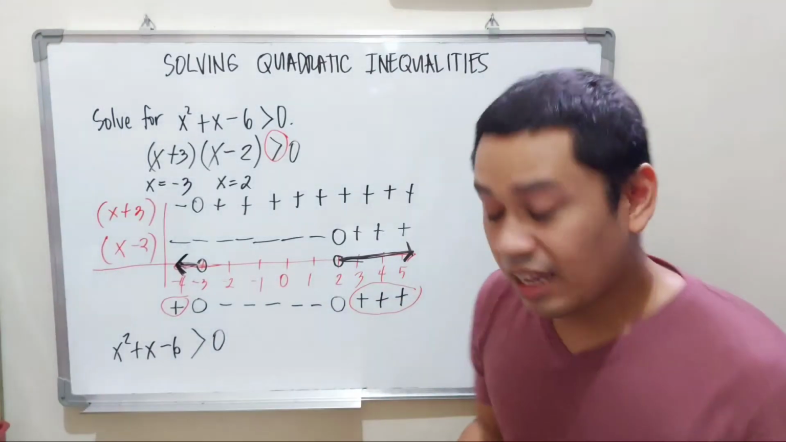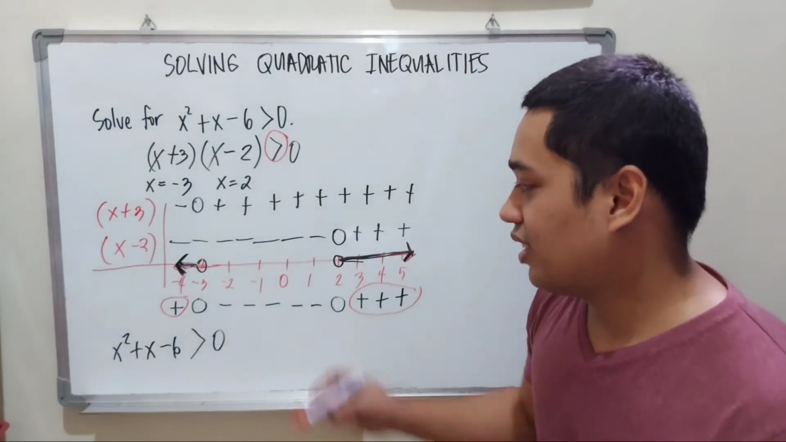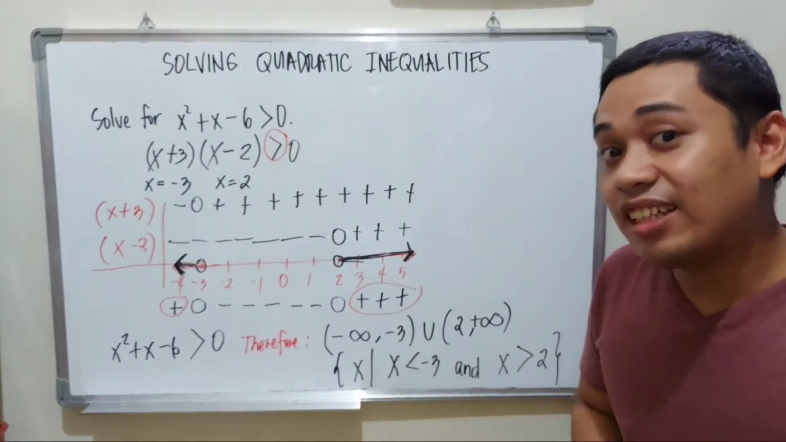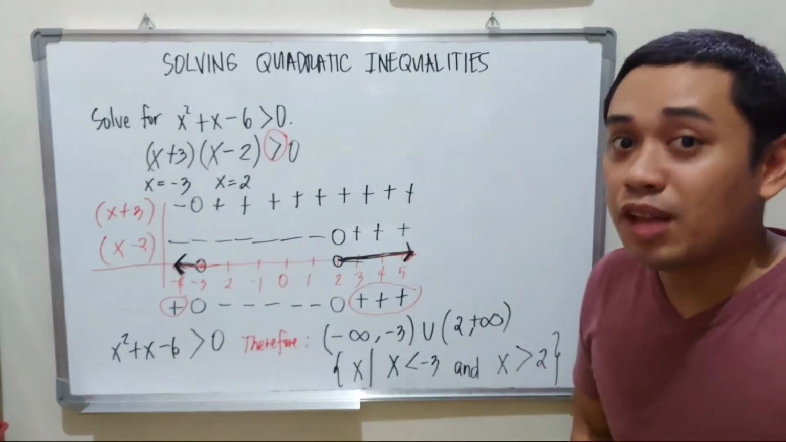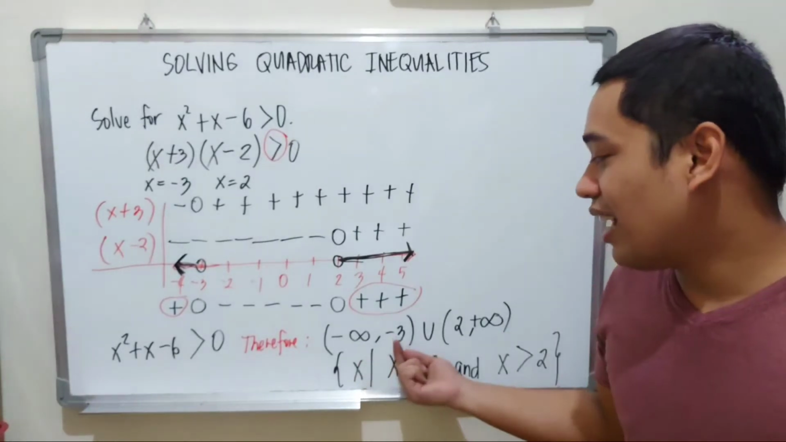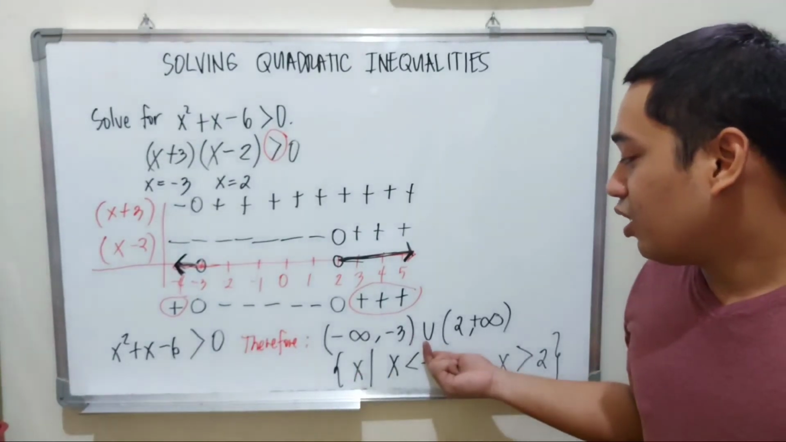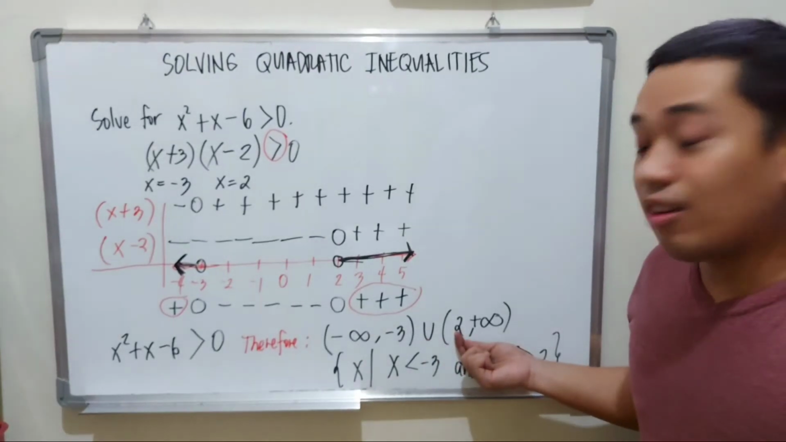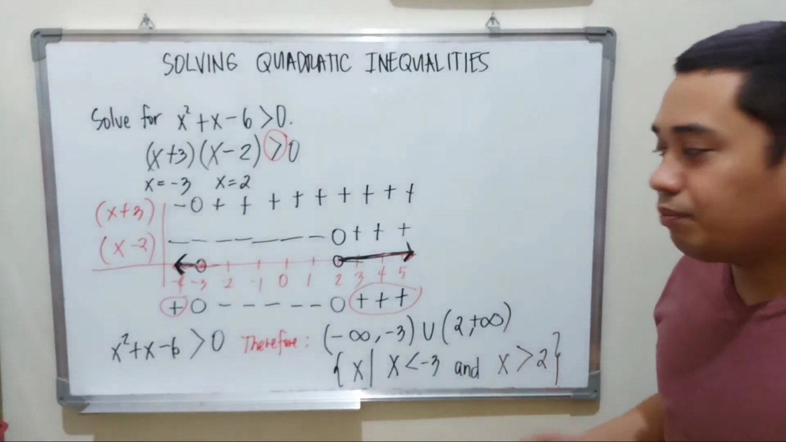Now, the final step is to conclude. Ano yung magiging possible answers natin? Therefore, after visualizing it using our sign graph, we can completely say that the final answer, or the set of numbers that will satisfy this inequality, must be the numbers on the left of negative 3 up to negative infinity, united or together with the values of x to the right of positive 2 papuntang positive infinity.